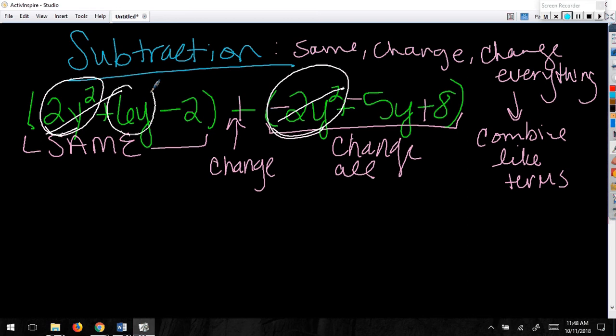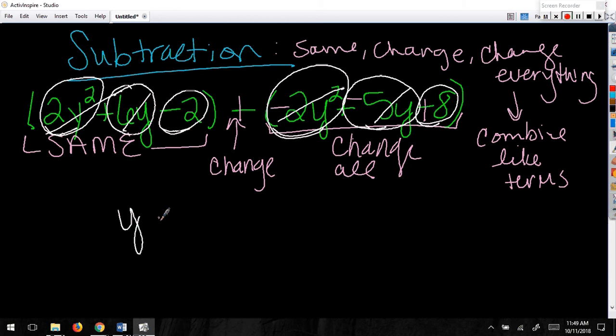So I'm going to move on to the y's here. I've got a 6y and I've got a negative 5y. Again, watch those signs. So 6 and negative 5 would give me 1y. If you want to put the 1 in front, you can. It's not wrong. Those are canceled, and now I'm left with the constants, which is negative 2 and 8. So together, that would give me 6. And I have just subtracted those two polynomials.